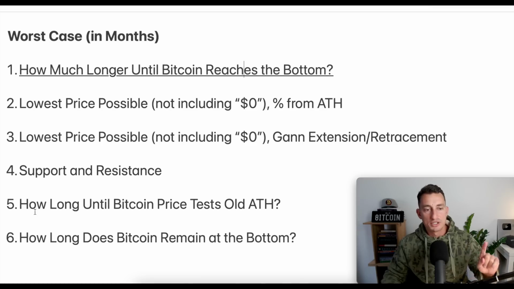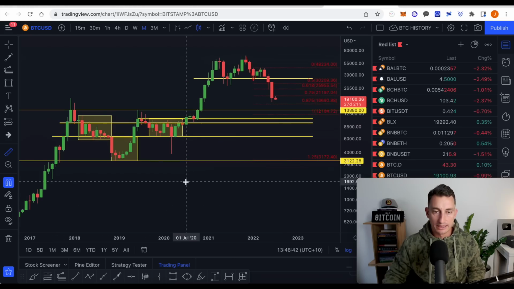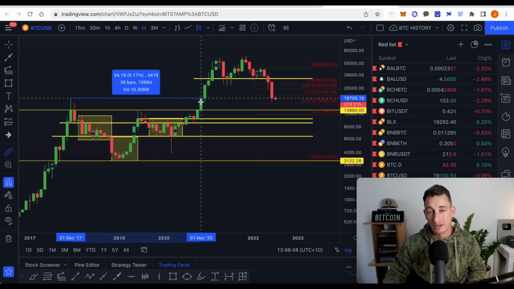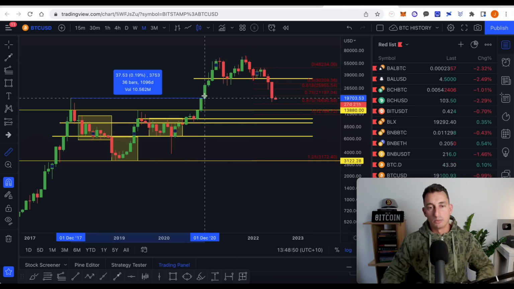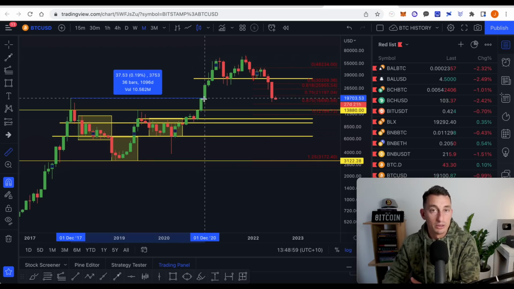One more timing question to answer before we get onto the price. How long until Bitcoin price tests old all-time highs? Let's look back at the cycle. So December 2017 to the previous cycle breakout is about 35 bars. So the next month was the real breakout month where we had a lot of interest in the market. Sure, there was November, which did have a ton of interest. December was the breakout. So here we're looking at 3 years between top to the breakout.